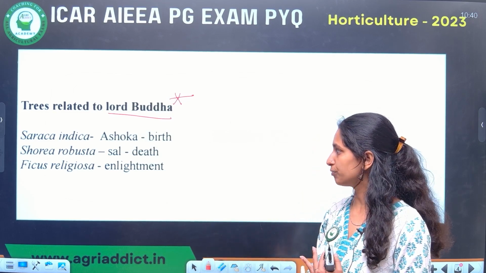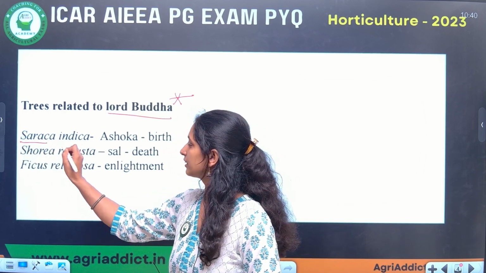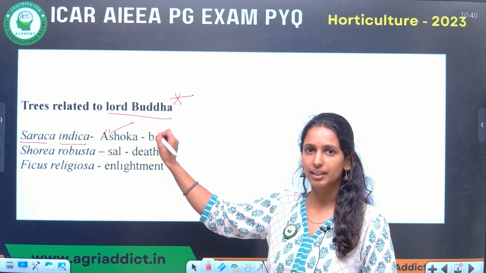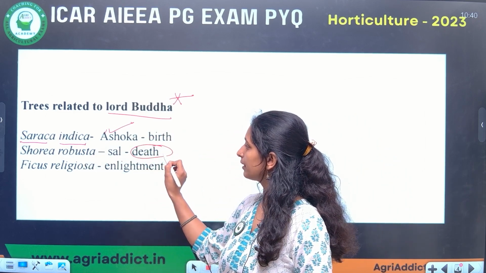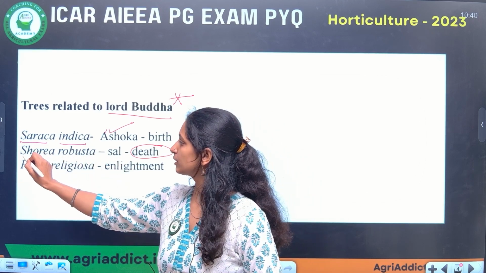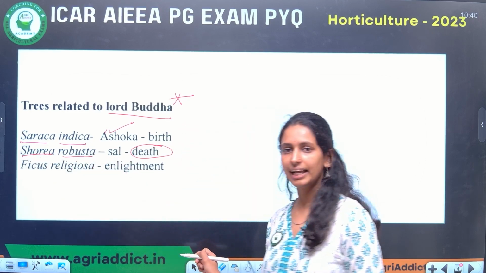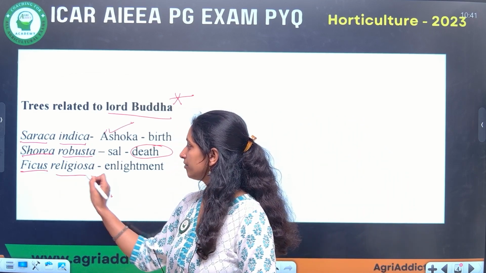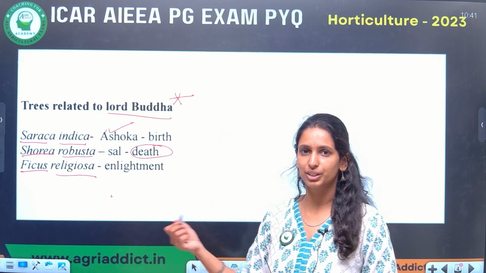First, the birth of Buddha. It is believed the birth of Buddha happened near the Saraca indica, or Ashoka tree. This is the same tree related to Sitama also. And death: it is believed to have happened near the Shorea robusta tree. And enlightenment is near the Ficus religiosa. Ficus religiosa is believed in Hindu mythology and it is worshipped.